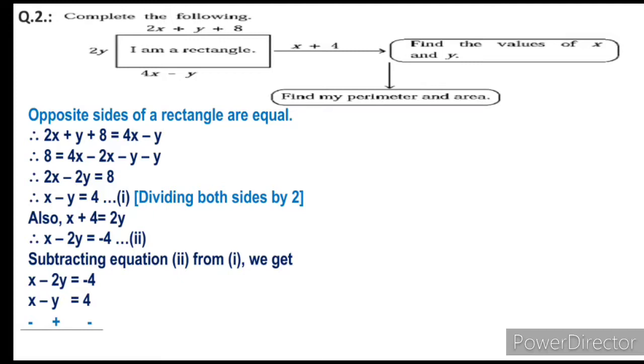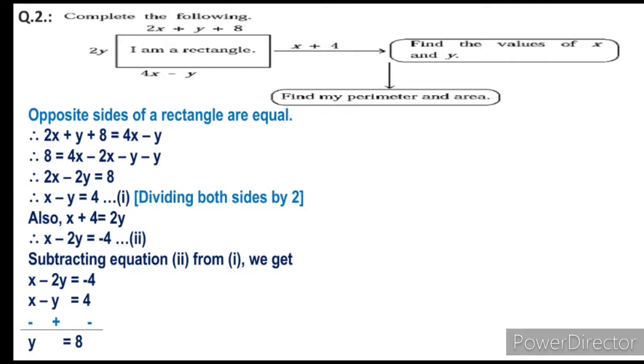So plus x and minus x will get cancelled. Then minus 2y plus y. Plus minus is minus, sign of the greater number. You will get minus y. Then minus minus is plus, 4 plus 4 is 8. So minus is there on both sides. Again minus will get cancelled. You will get y is equal to 8.